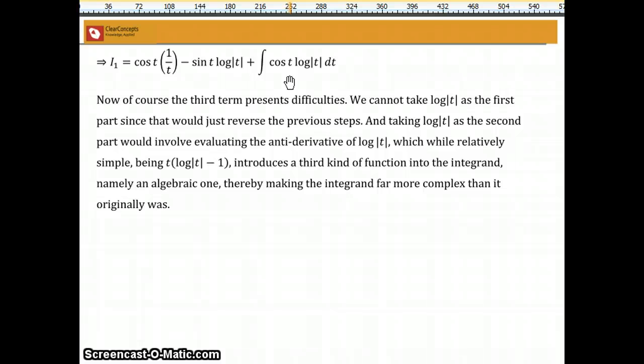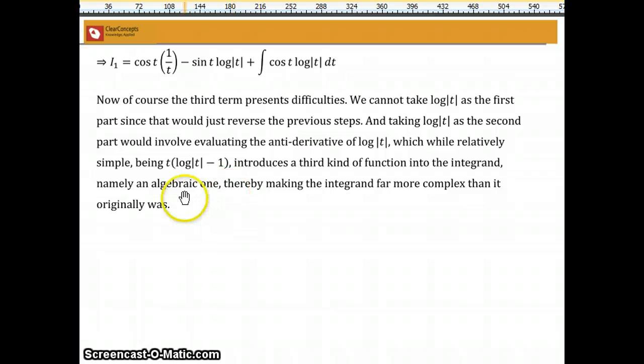If we take log mod t as the first part, that would just reverse the previous steps, and we'll be going backwards to the original expression for I1 that we had. And if we take log mod t as the second part, we would have to evaluate its antiderivative. It's not difficult. We already know what it is. It is t log mod t minus 1. But what this does is it introduces a third kind of function into the integrand.